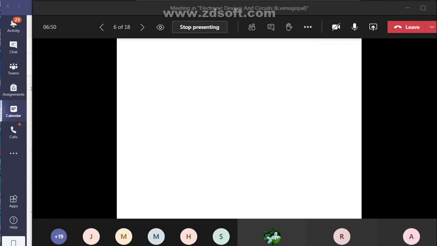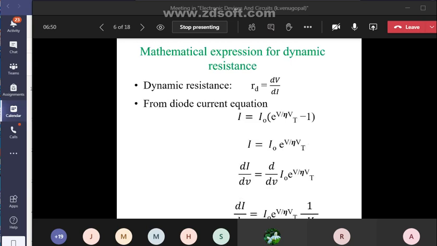Here, the mathematical expression for dynamic resistance.